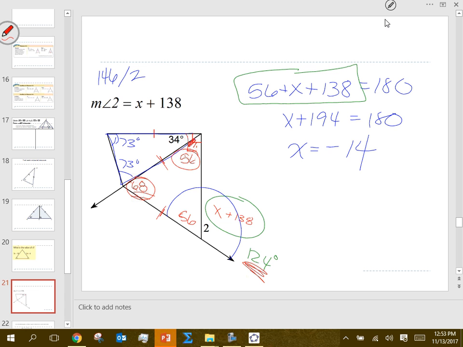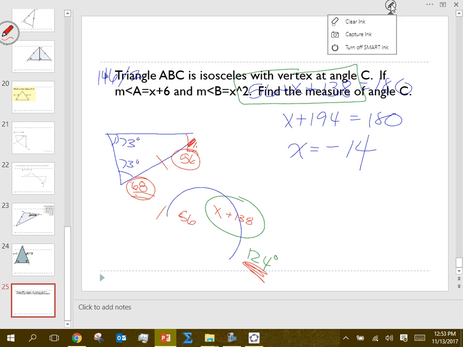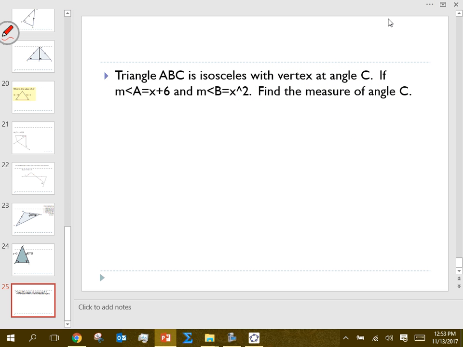All right? I want to do one more real quick with you because you're going to see something like this, whether in your homework or tests or quizzes. It says triangle ABC is isosceles with vertex angle C. If measure of angle A equals x plus 6 and measure of angle B equals x squared, find the measure of angle C. Okay? They ask you to find angle C. Is there an expression up there for C? No. Okay? That's where people struggle with this stuff.